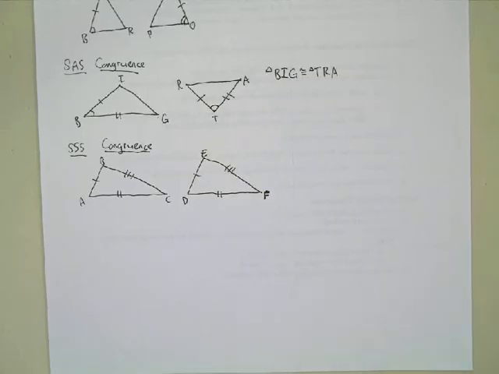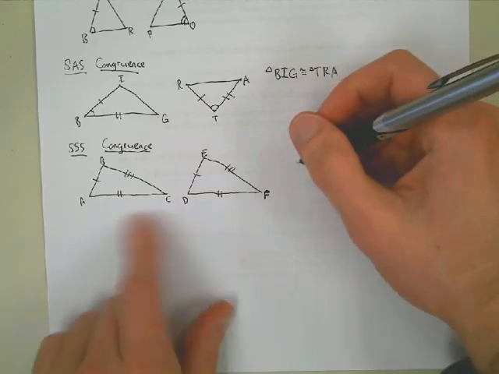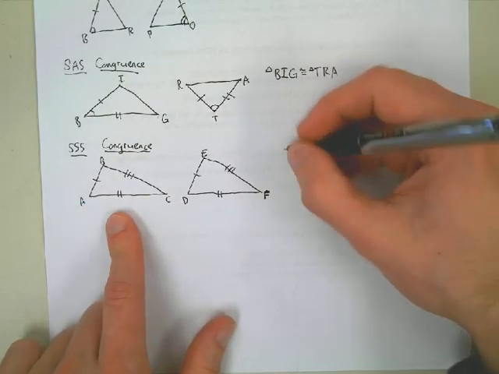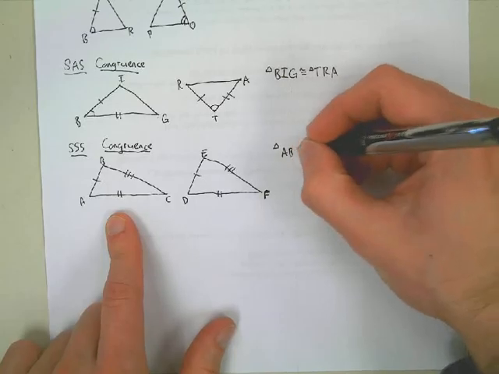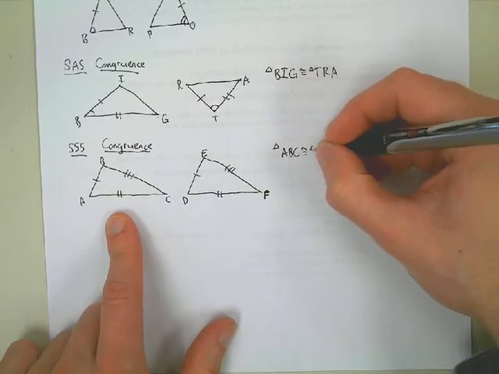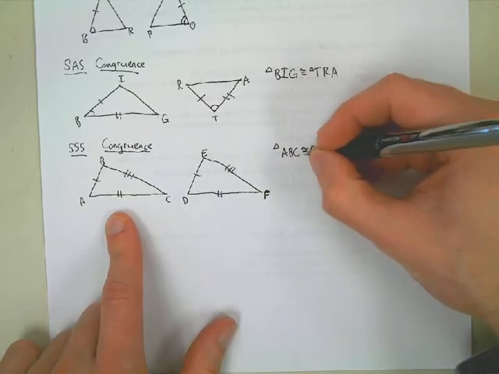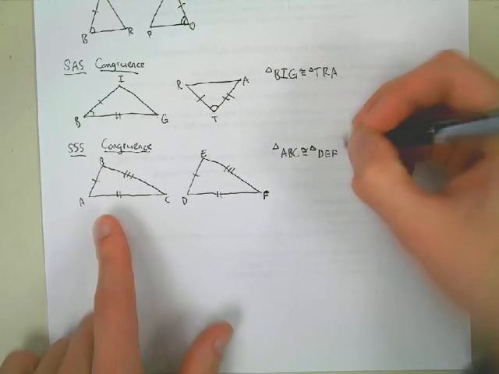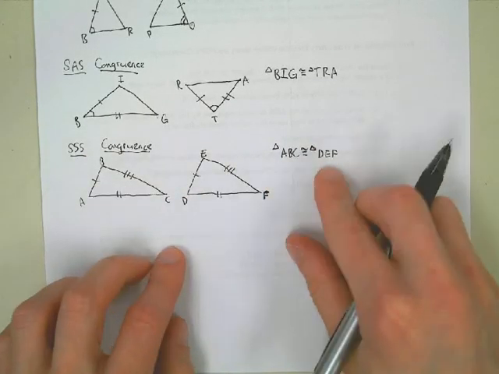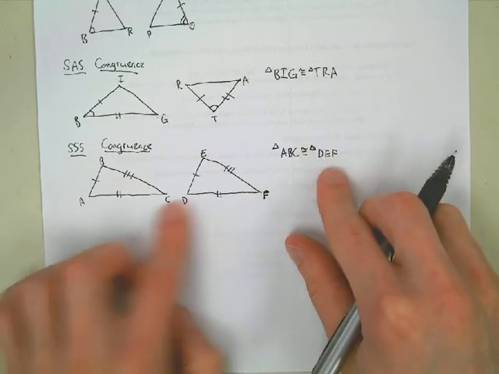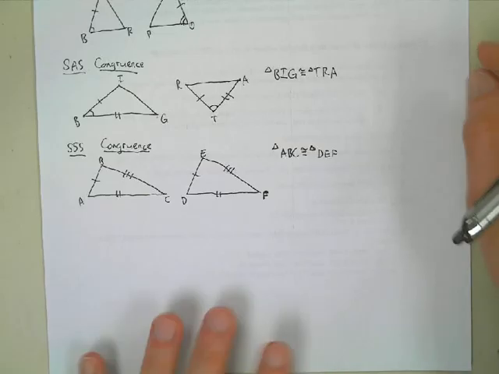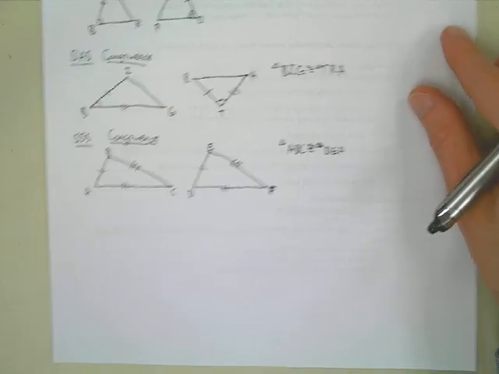Shannon, could you tell me what would be the congruence that we write for this one? How would you name this first triangle? Yeah, and this one I did put in nice alphabetical order for you. So, yep, triangle DEF. AB matches up with DE, BC matches up with EF, and then AC matches up with DF. So it works.